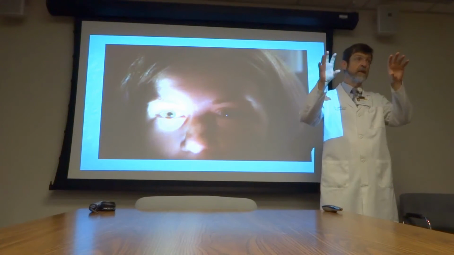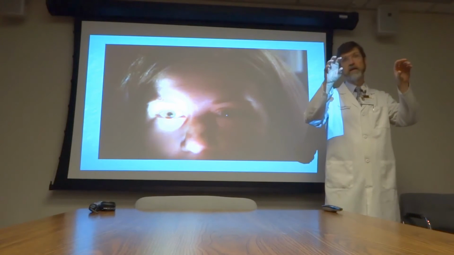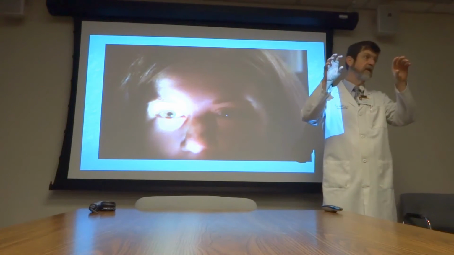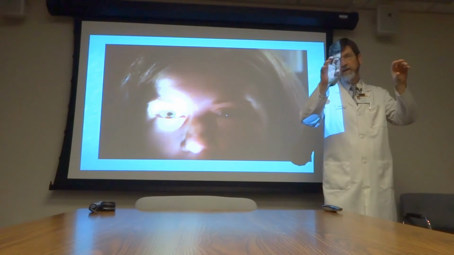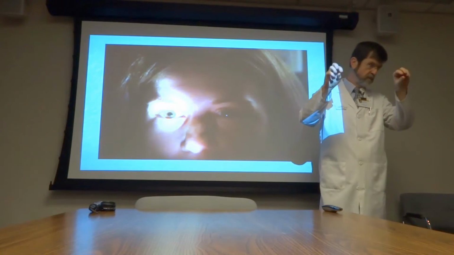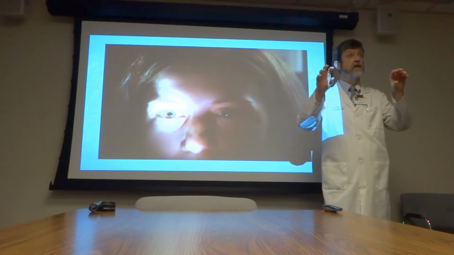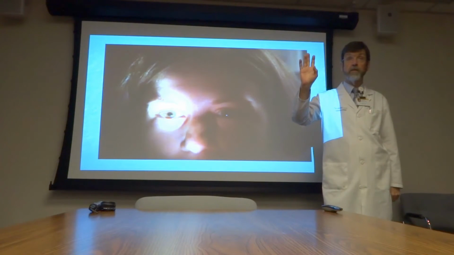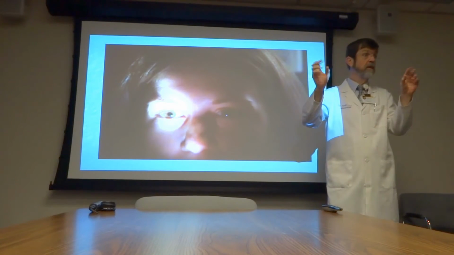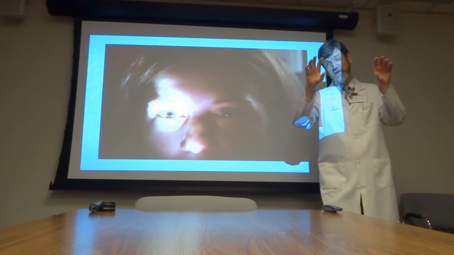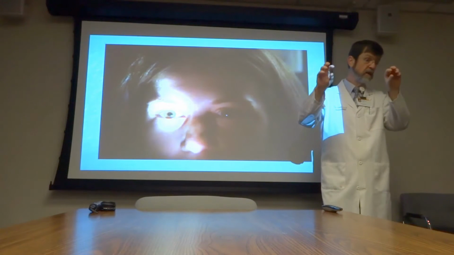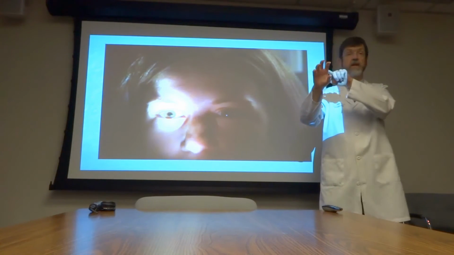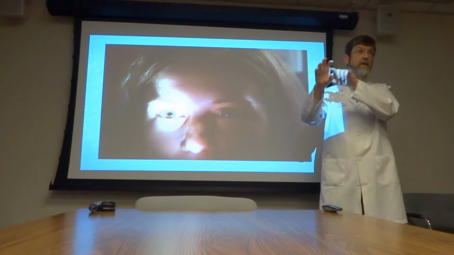You shine the light in this eye, both pupils constrict. Shine the light in this eye, they constrict, but not as much. Shine the light in this eye, both pupils constrict. Shine this eye, but not as much. So you say the patient has a relative afferent pupillary defect in this eye. Are their pupils the same size? Yeah, they are. They're the same size all through the test. It's just when you shine the light in this eye, you didn't get quite as much pupillary constriction. This one you got a lot. This one you got a little bit. So you say the patient has a relative afferent pupillary defect in this eye.